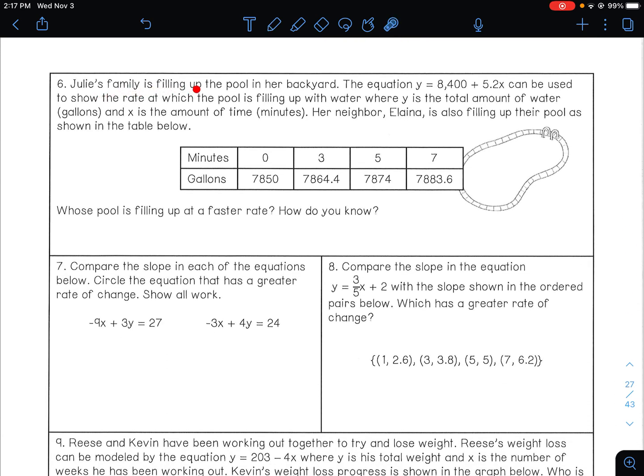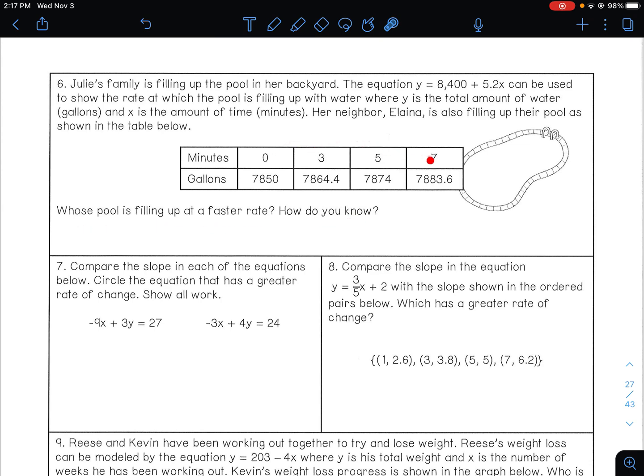Julie's family is filling up the pool in her backyard. The equation y equals 8400 plus 5.2x can be used to show the rate at which the pool is filling up with water, where y is the total amount of water in gallons and x is the amount of time in minutes. Her neighbor Elena is also filling up their pool as shown in the table below. So whose pool is filling up at a faster rate, and how do you know?